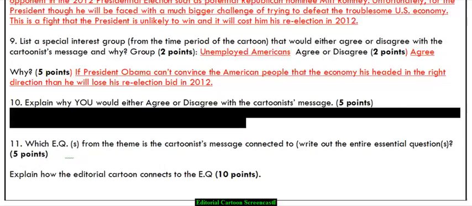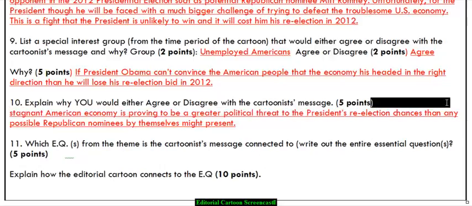And what I put down, I would agree that the stagnant American economy is proven to be a greater political threat to the president's re-election chances than any possible Republican nominees by themselves might present. You can feel free to disagree with the message of the cartoon. You just need to be able to support it. Once again, you are basing it off of the cartoonist's message.